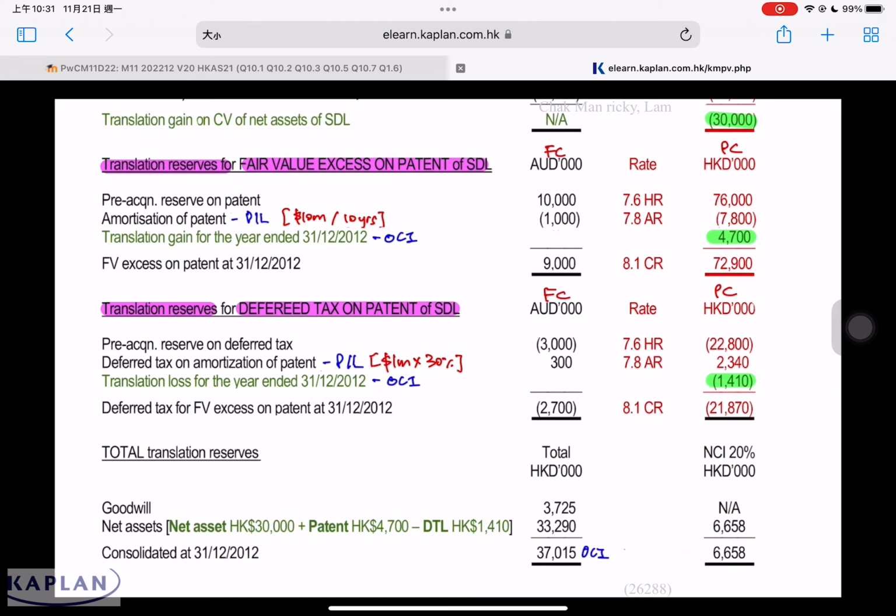The amount that belongs to the parent is the balance. We take this amount minus this, equal to 30,357. This represents the parent share. So this was part of the translation differences reserve account.